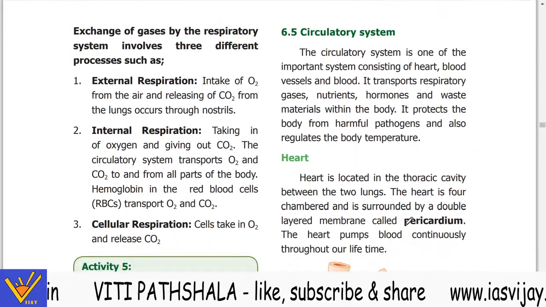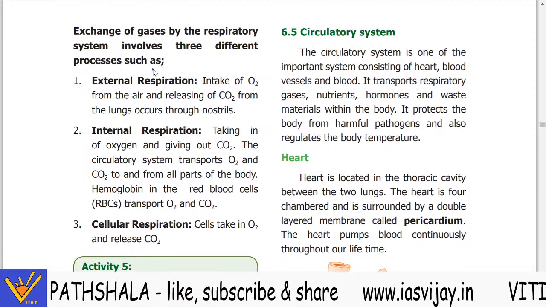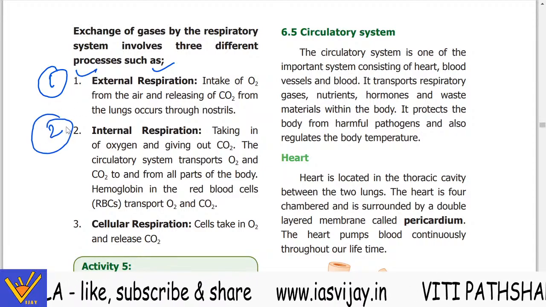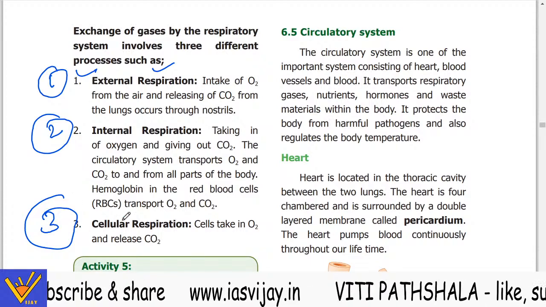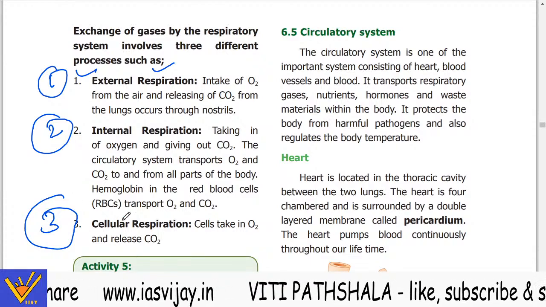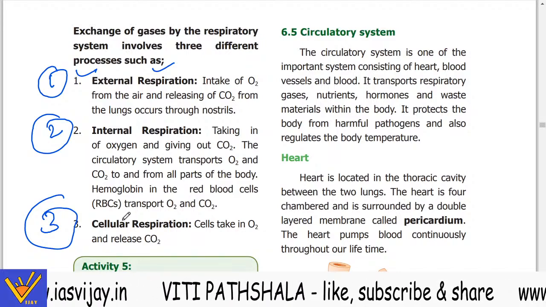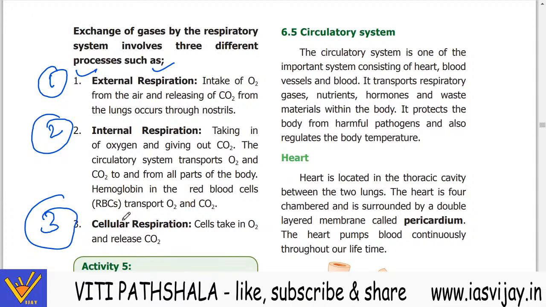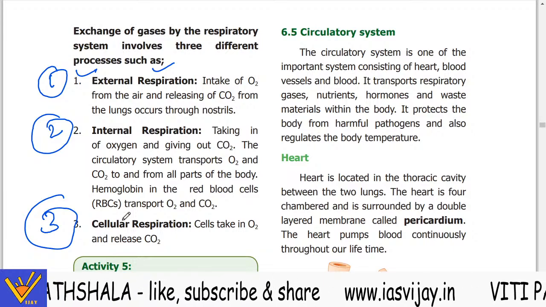Now exchange of gases by the respiratory system involves three different processes: first is external respiration, second is internal respiration and the third one is cellular respiration. So in the first one, that is external respiration, में क्या होता है, हम intake करते हैं ऑक्सीजन को, we intake oxygen from the air and in turn we release the carbon dioxide from the lungs, occurs through the nostrils. Now second is the internal respiration.